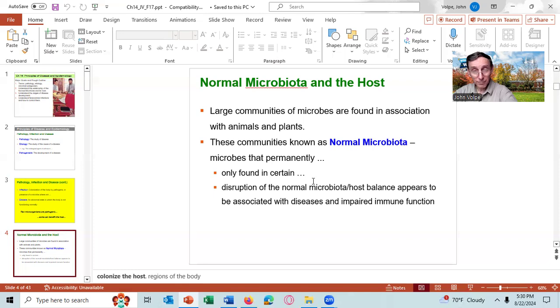For example, if you were to take antibiotics, that would disrupt the normal microbiota host balance, killing off large numbers of the normal microbiota, which frequently gives the patient either diarrhea or constipation. Fortunately, the normal microbiota host balance reestablishes, and then the diarrhea or the constipation goes away. Any question about any of that?